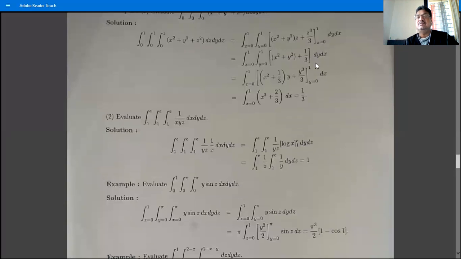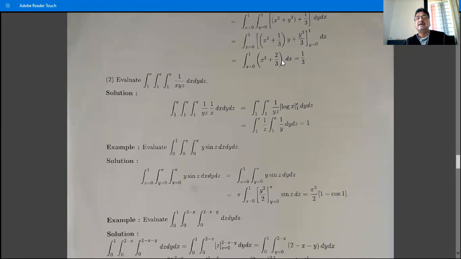Then integration is with respect to y now, so x square is constant, 1 by 3 is constant. Integration of x square is x square y, integration of 1 by 3 is 1 by 3y, so totally we get x square y plus 1 by 3y, and integration of y square is y cube by 3. Value at the upper limit minus value at the lower limit, with 0 to 1 as the limit.